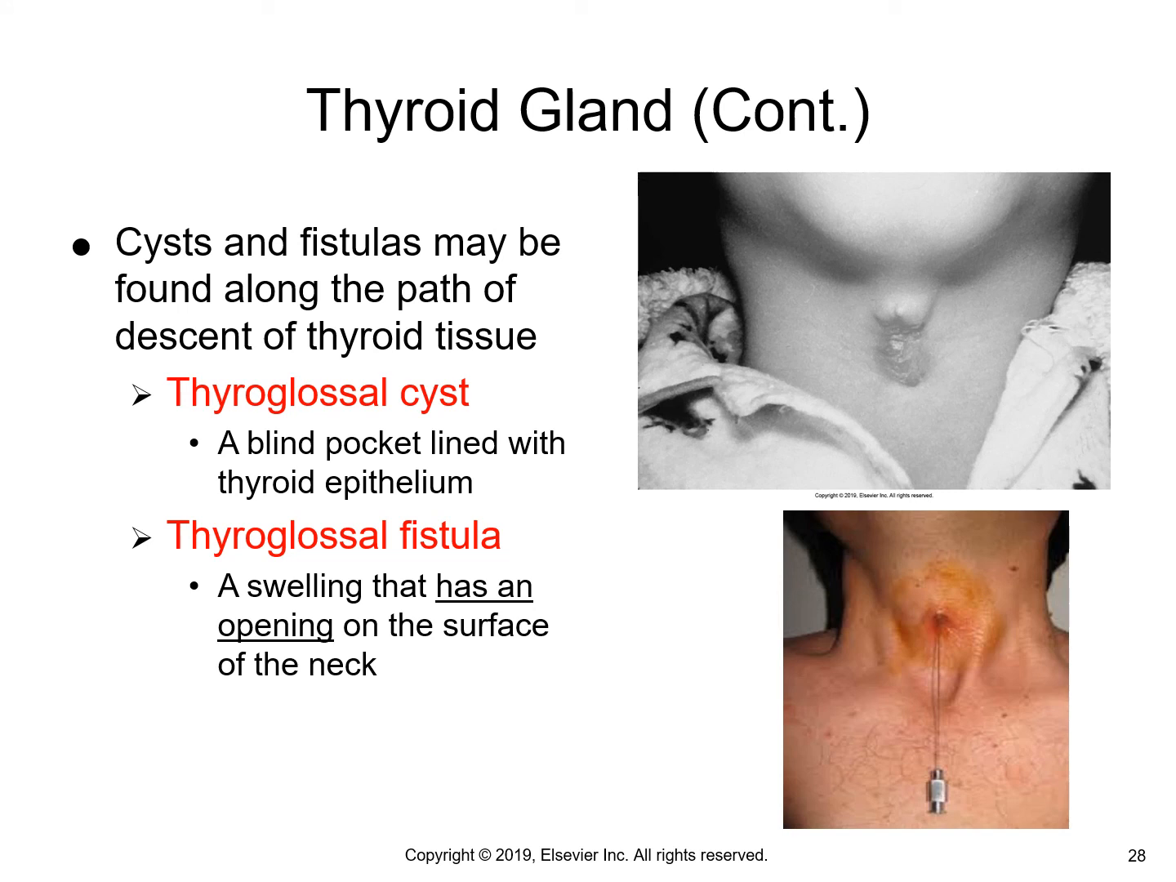Cysts and fistulas may be found along the path of the descent of thyroid tissue. So you can see on the neck of this person on the upper image, there is a blind pocket lined with thyroid epithelium, and that is a cyst. And on the lower one, it's a fistula. The swelling has an opening in the neck, on the surface of the neck. A cyst is just an enclosed blind pocket, and a fistula is an opening that you can actually drain from.